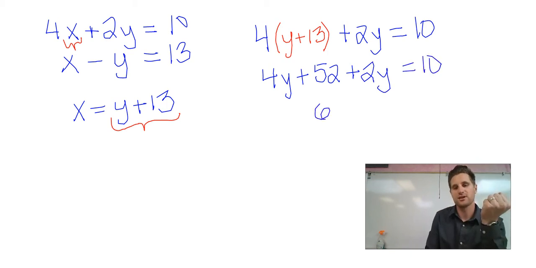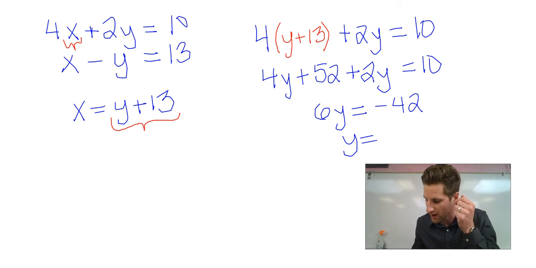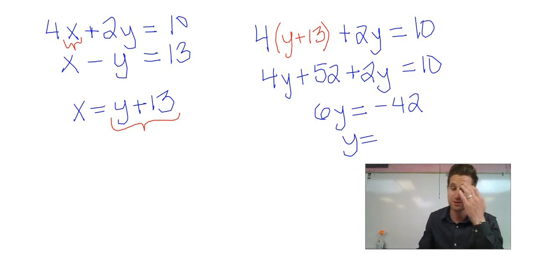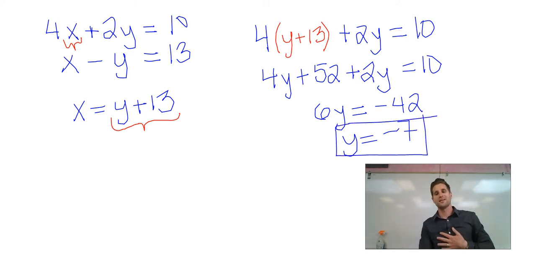Combine like terms here, 6y. At the same time, I'm really fast. I'm going to subtract that 52 over, so we get a -42. Hopefully that didn't go too fast for you. And divide by 6. How many times does that go in? Is it 7? For whatever reason, I've never been good with 42. I won't mix that up, but it is 7. So we get one of our variables, y equals -7.